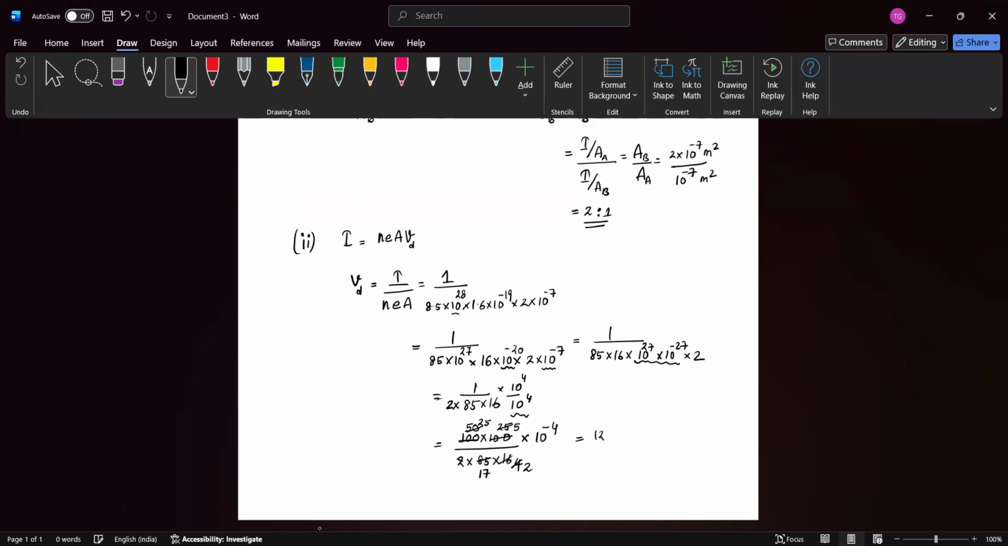So we have in the numerator 125, and in the denominator 17 into 2, that is 34, into 10 power minus 4. If you simplify this, 125 over 34 will be around 3.6. Around 3.6 into 10 power minus 4 meter per second is the drift velocity. So I hope the question is clear. Thank you.